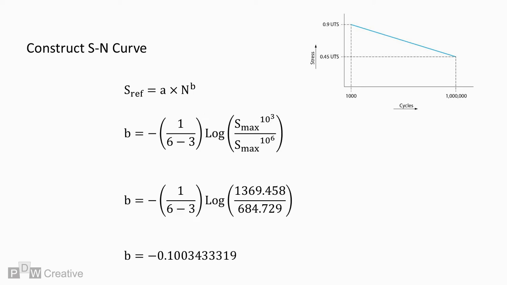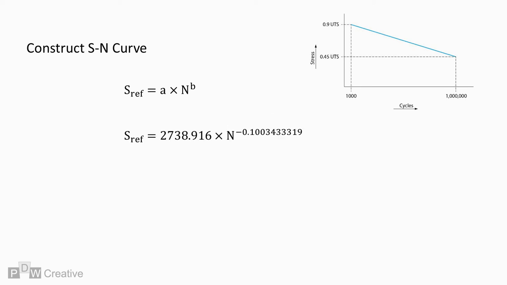We can also work out a variable B using reference max stresses worked out earlier. B equals 1 over 6 minus 3 times log S max 10 to the 3 over S max 10 to the 6. B is a constant. It is also a measurement of the slope as cycles increase, and it must be negative. We now have the inputs to complete the equation.